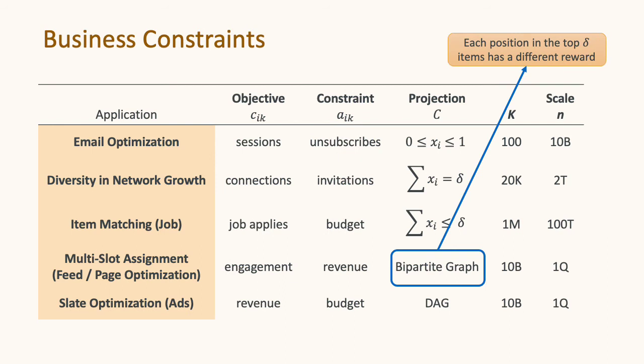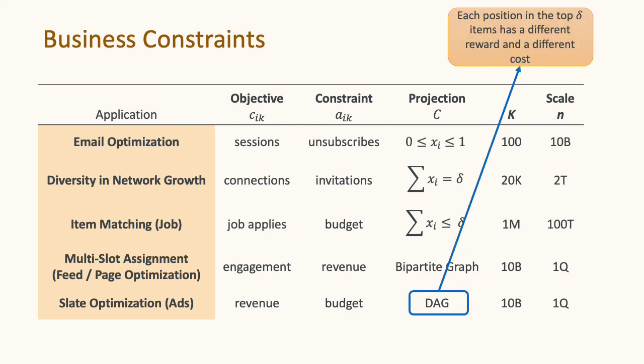When we assemble different types of content onto a page or news feed, each position on the feed can correspond to a different reward. We encode such constraints using a bipartite graph. And lastly, when the different items are sponsored items that are priced using an auction, the position at which they finally finish not only changes the total reward, but also changes the cost. Such constraints are encoded using a directed acyclic graph.